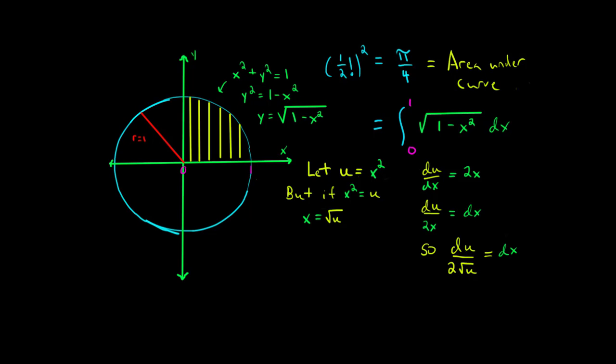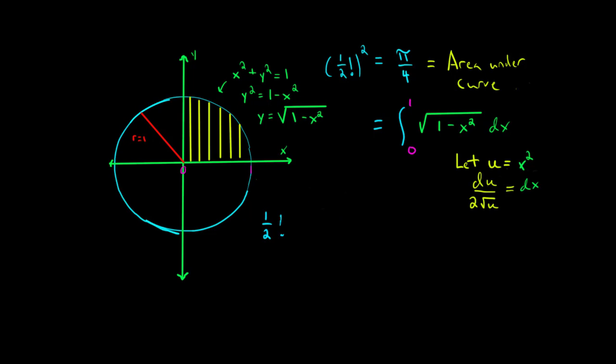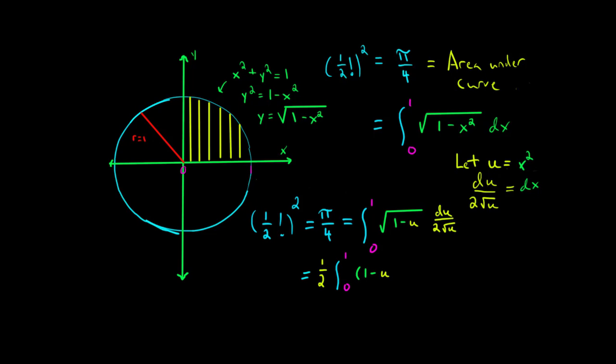Okay, so with those simplifications in mind, I'm going to rewrite this integral. So we have 1/2 factorial squared equals pi over 4, which equals the integral from 1 to 0 of the square root of 1 minus u du over 2 radical u. And now I'm just going to write this in terms of exponents instead of with radical signs. So that will equal 1/2, I'm just pulling that out from the integral, times the integral from 1 to 0 of 1 minus u to the quantity 1/2 times u to the negative 1/2 du. And again, this integral expression equals 1/2 factorial squared.